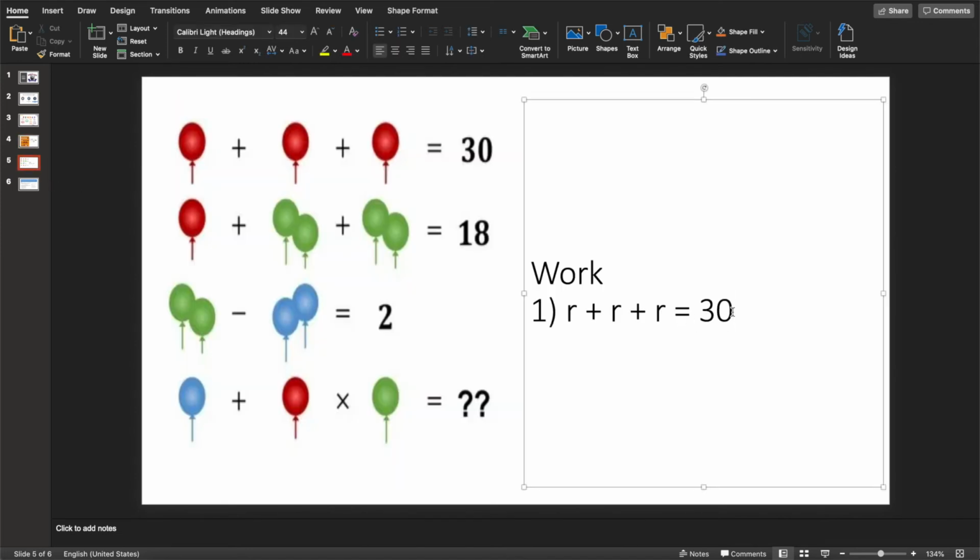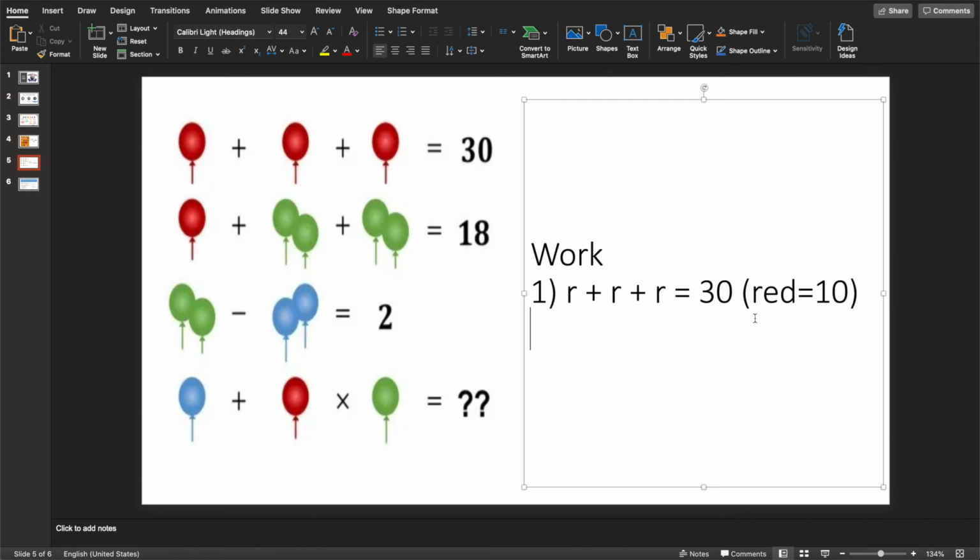All right. So what would one red balloon stand for? What value would you put on one red balloon? Okay. All right. What's 30 divided by 3? Good. 10. So we got red balloon has a value of 10. Let's double check, make sure that would work. 10 plus 10 plus 10, 30. Good. We're good to go.